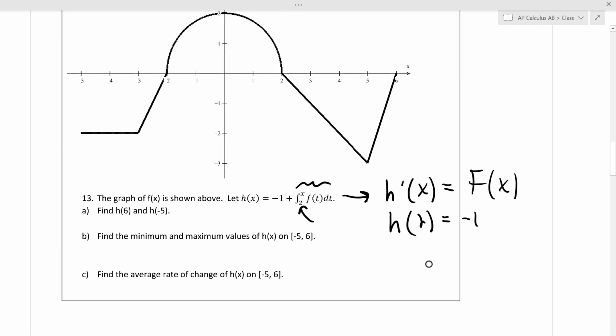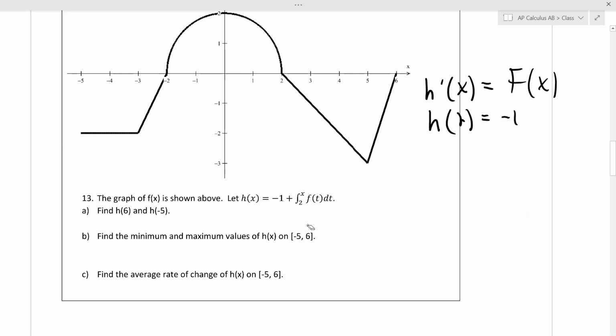Cool, so let me move that out of the way. But those are facts. All right. Now, we want h of 6. Well, we have a rule for h of x. It's right here. So h of 6 is going to be -1 plus the integral from 2 to 6 of f of t dt. That's not bad.